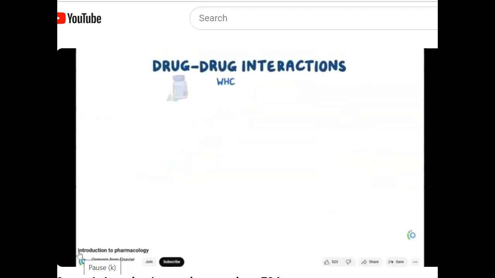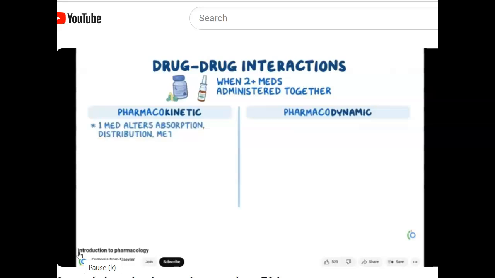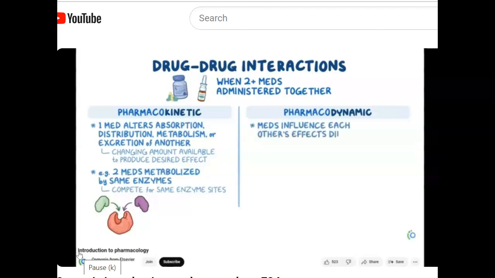Finally, let's talk about what happens when 2 or more medications are administered together. First of all, there are a whole bunch of ways medications can interact with each other, both at pharmacokinetic and pharmacodynamic levels. Pharmacokinetic interactions occur when one medication alters the absorption, distribution, metabolism, or excretion of another, thereby changing the amount of medication available to produce the desired effect. For example, in pharmacokinetics, it might be that 2 medications are metabolized by the same enzymes, so they compete for the same enzyme sites. On the other hand, pharmacodynamic interactions occur when medications influence each other's effects directly.